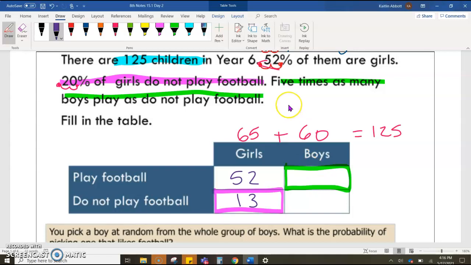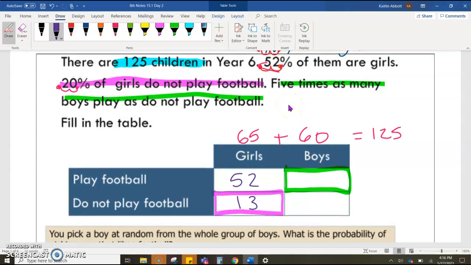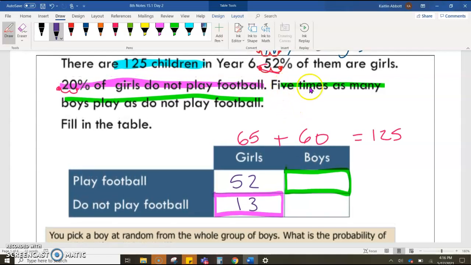Now we're going to figure out the boys. This will be a little harder. So it says 5 times as many boys play as do not play football. All right, so we're going to need an equation. So they don't give us numbers. This one gave us a nice number. That was nice. We have 5 times, and 5 times means 5 multiplied. So 5 times as many boys play as do not play.